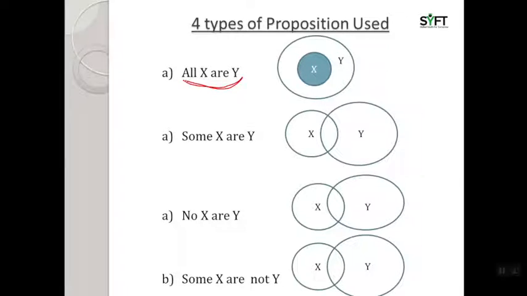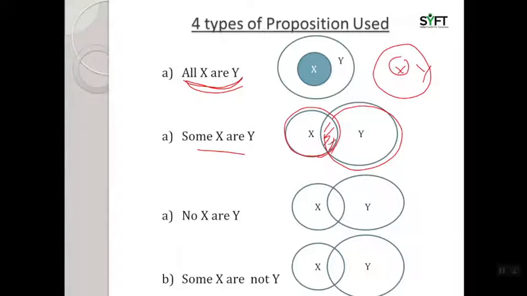If a problem set mentions all x are y, then you have to make a diagram with all x inside a superset y. And some x's are y, in that sense, some part of y is x. So this is common to x and y. And no x's are y, so this is the part where only x but not y. And some x's are not y, the same thing.